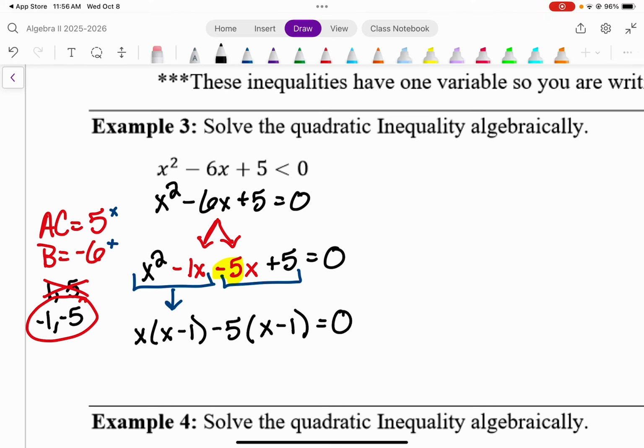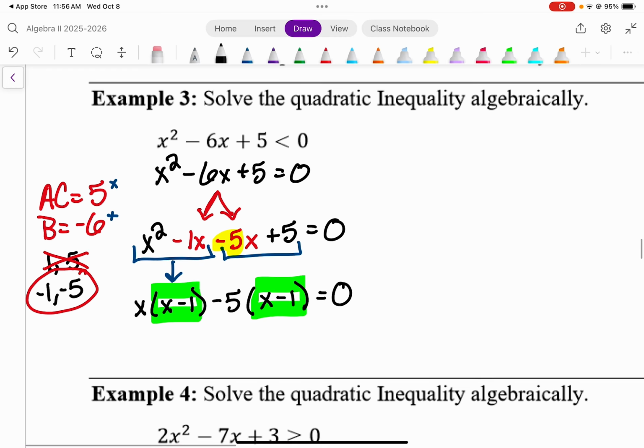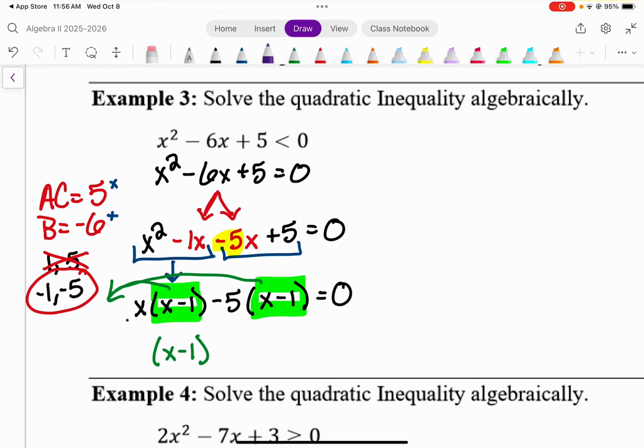When you do this, your parentheses should be the same. If they're not, go back and double check your work. What we're doing is basically factoring that out to the front. So then we would have x minus 1, and then the parts that we factored out earlier are going to be our second set of parentheses.